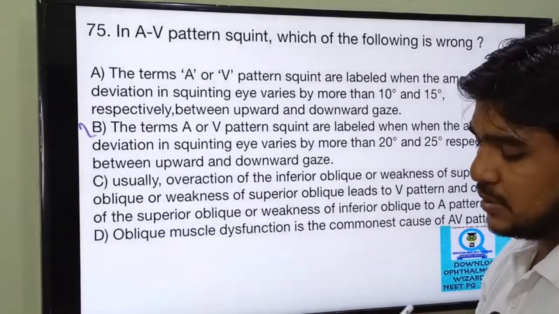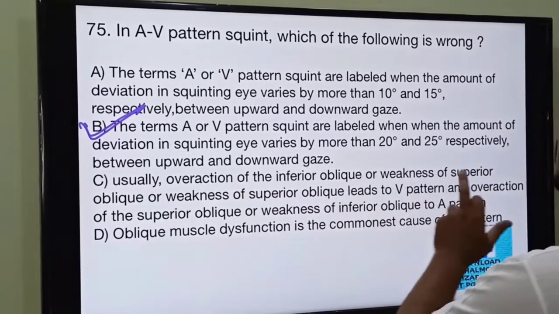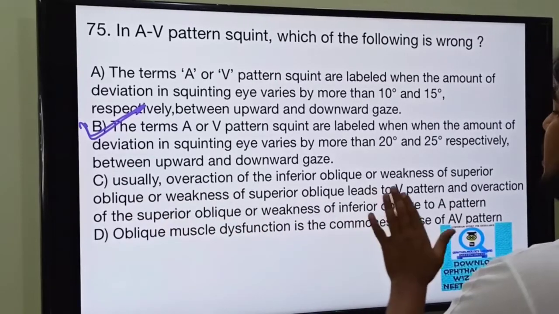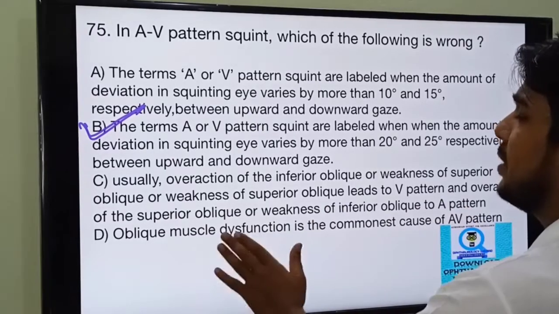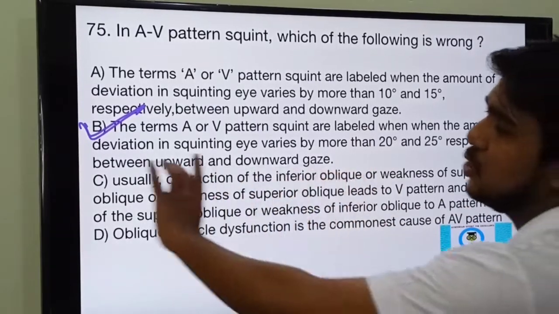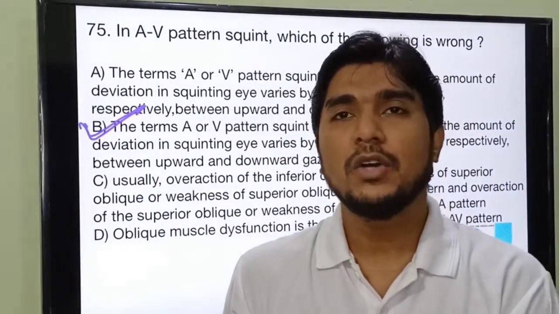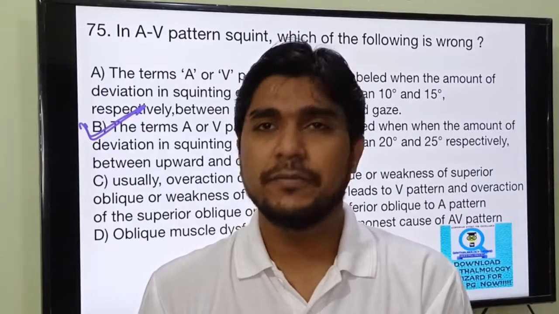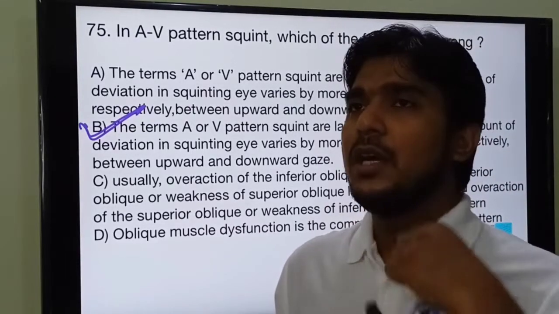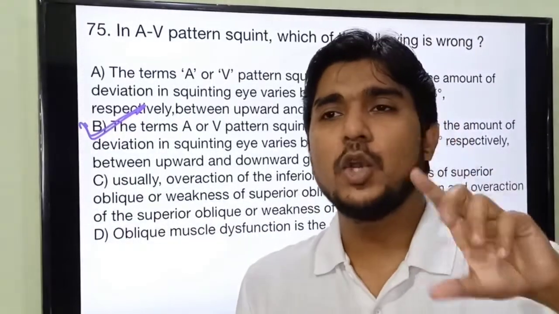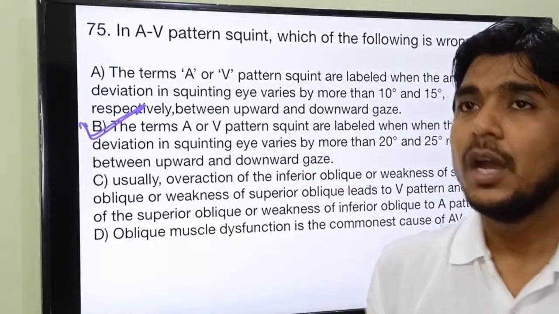Just answer this very carefully. Usually overaction of the inferior oblique or weakness of the superior oblique leads to the V pattern, and overaction of the superior oblique and weakness of the inferior oblique leads to the A pattern. Look, all these things will make it very complex. Just remember what I have told you, because if you go into such detail, you will get confused. I can tell you, but this is beyond the scope of this rapid revision. I will tell you the concept in a separate class, but not here. Remember what I have told you.